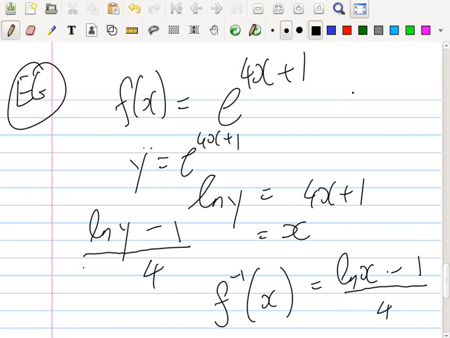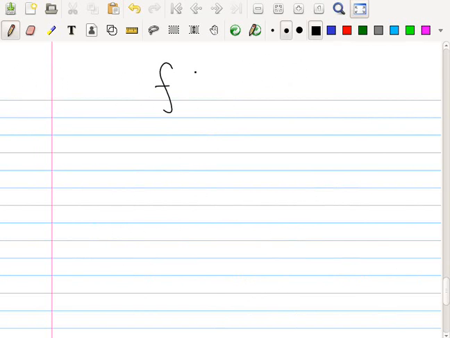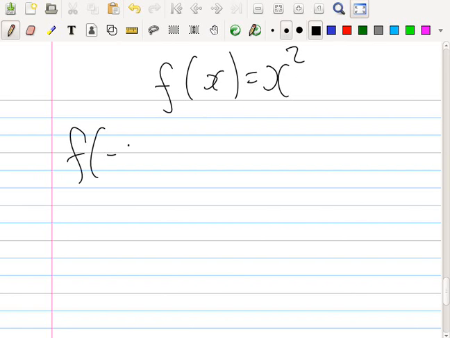Well, think about this. What does the inverse do? The function goes from domain to codomain, and the inverse takes you back to the original. So when could there be a problem? Well, let me show you when there could be a problem. So let's say f(x) equals x squared.